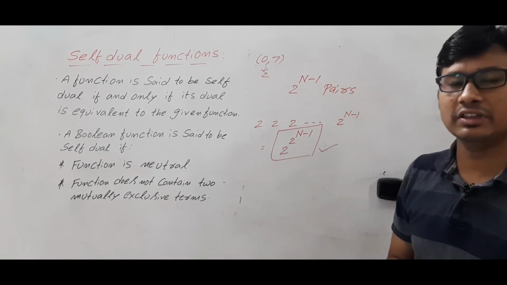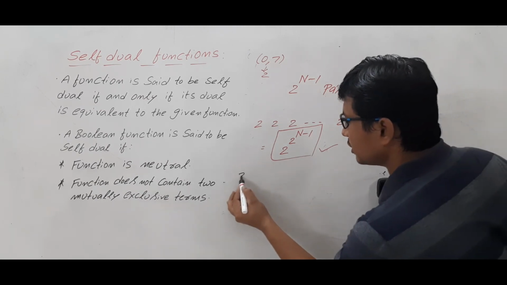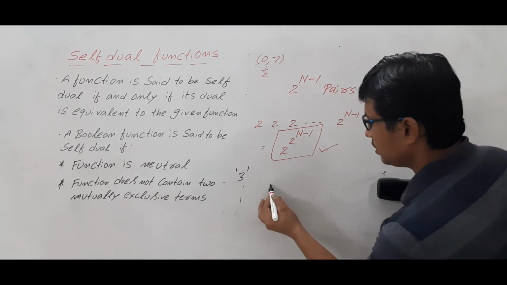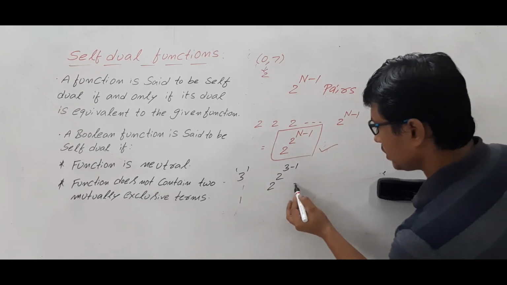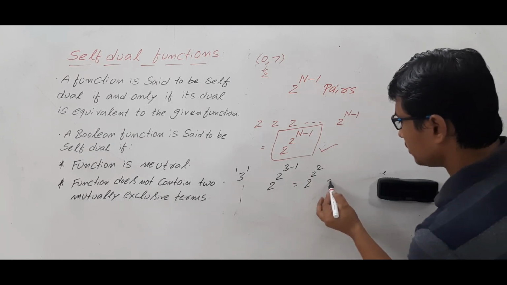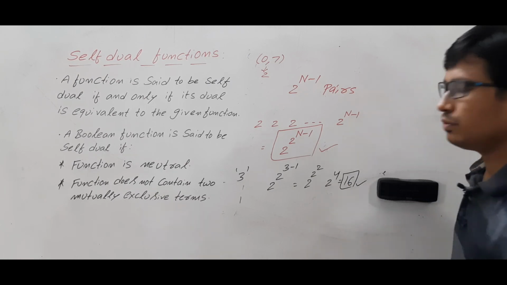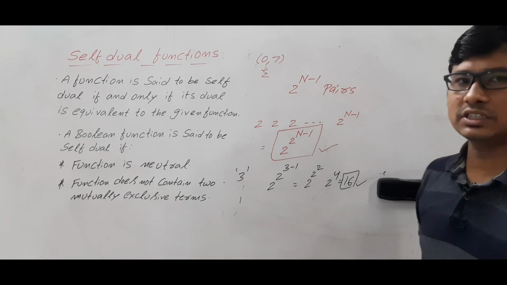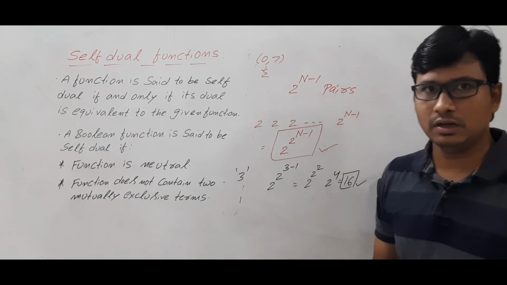If you want to verify whether this formula is right or wrong, just now we have discussed with 3 Boolean variables. Am I right? So substitute the value in this formula. 2 power (2 power 3 minus 1), which is equal to 2 power 2 power 2, which is equal to 2 power 4, which is equal to 16. So we got it. When we were discussing the 3 Boolean variables, we got the 16 self-dual functions. So this generalized formula is working. Are you able to understand?